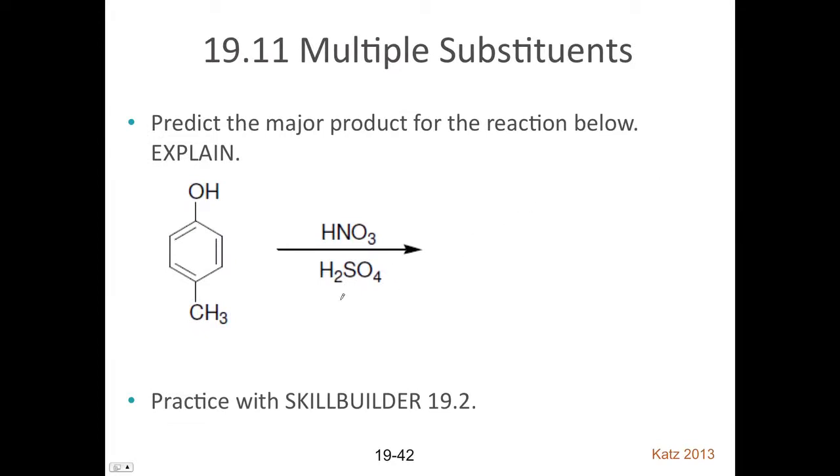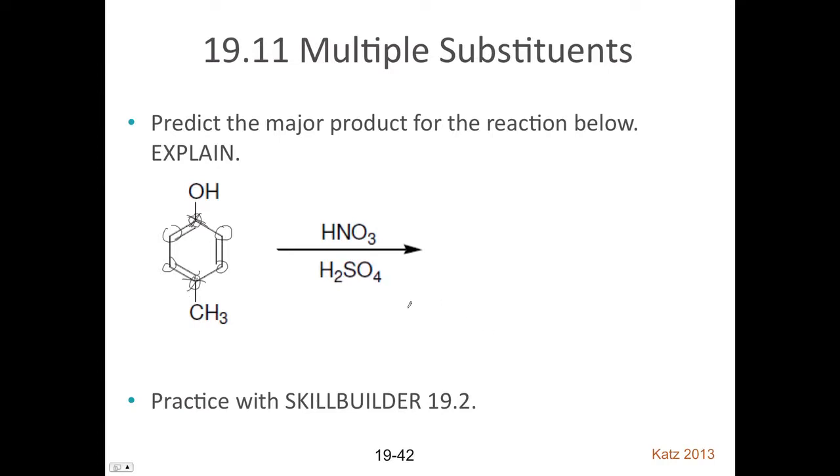Okay. So predict the major product of the reaction below. Explain yourself. Okay, so this group here is an ortho-para director. This one here is also an ortho-para director. Ortho here to that group and para to this one, so that's not going to work out for us. And this one is also an ortho-para director, so ortho and para to the methyl is also not available to us. Okay, so now we have essentially four possible ortho positions.